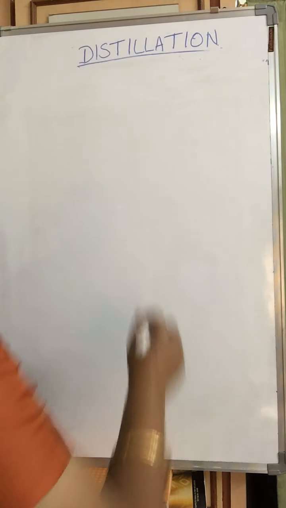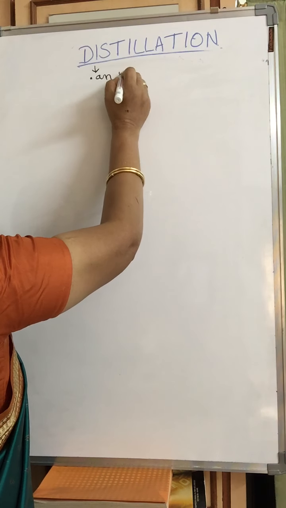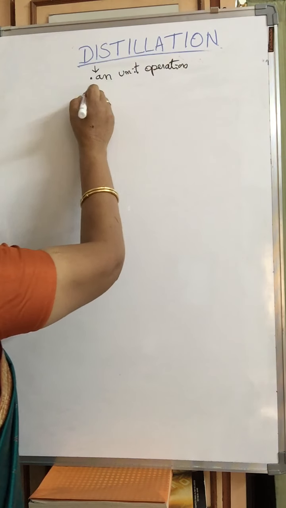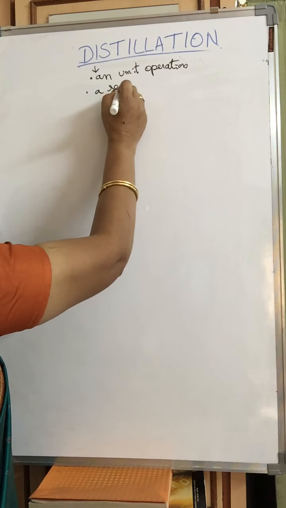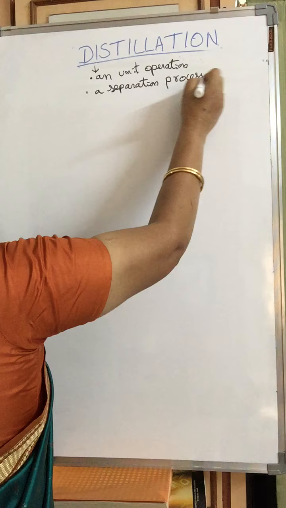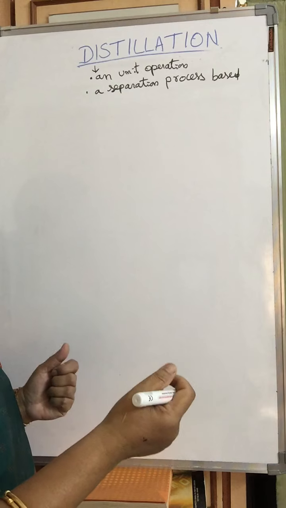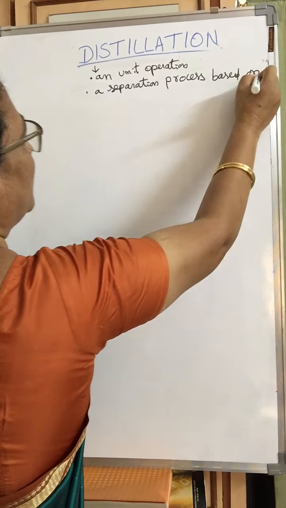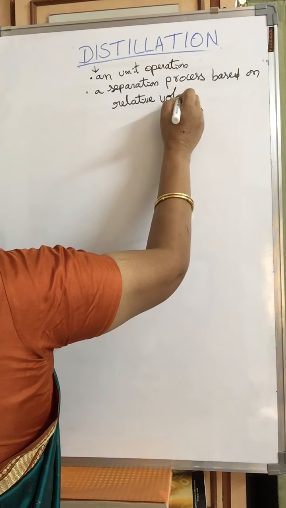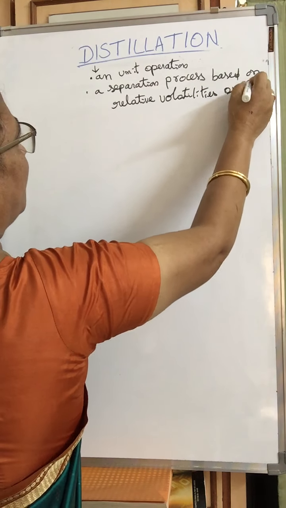Distillation is a unit operation, and it is a separation process based on, means we are separating two components, say A and B, based on what? Based on relative volatilities of the components.